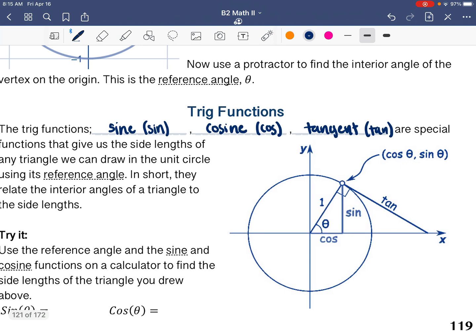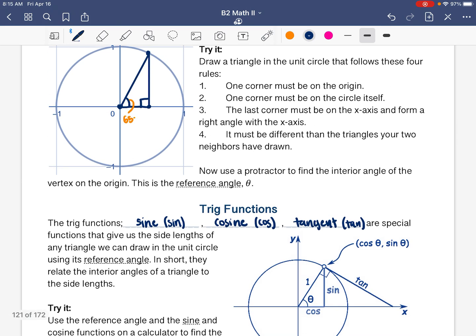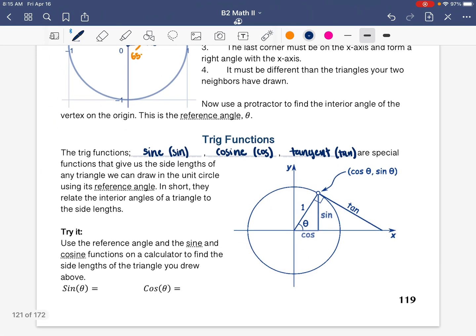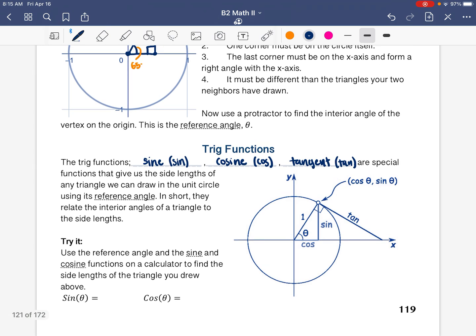So they're just special functions that give us the side lengths of any triangle we can draw in the unit circle using its reference angle. That's what we'll call this central angle that we labeled up here. That is going to be called the reference angle. So they just relate the angles inside the triangle with the side lengths. So using that reference angle, you can immediately get this side length.